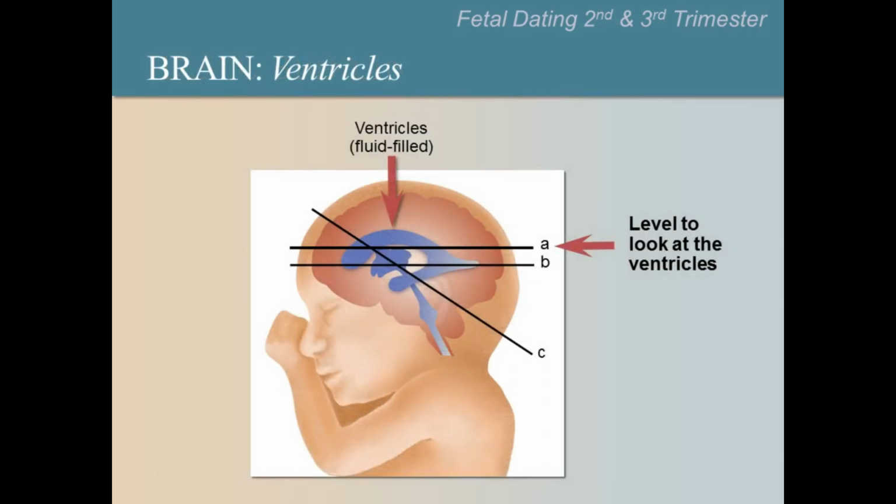Another way to judge your image is by looking for ventricles. Ventricles are seen best at level A. Ventricles are near the top of the head.